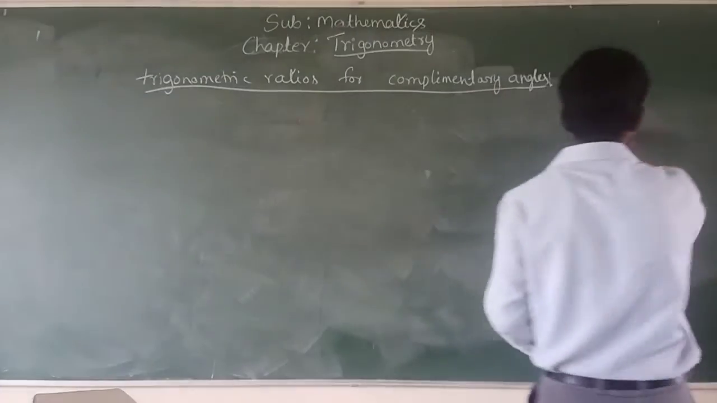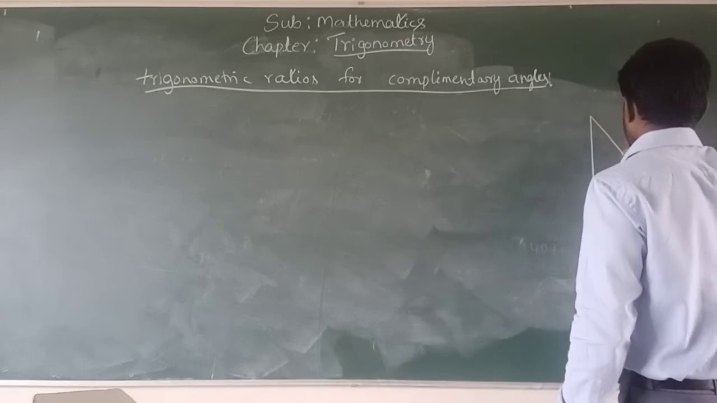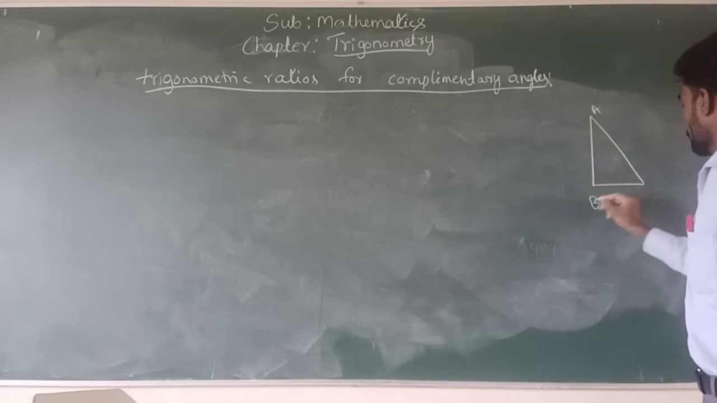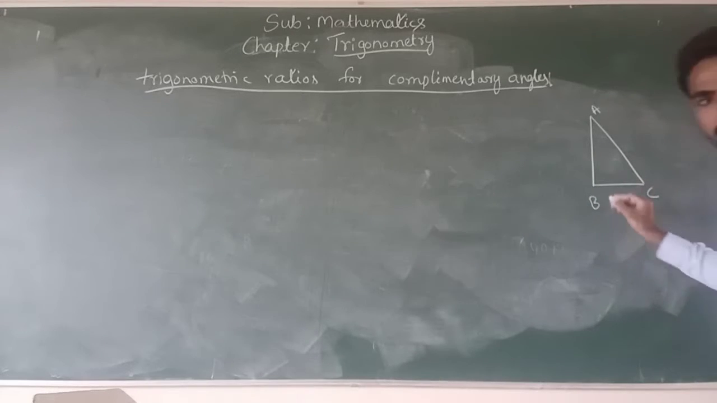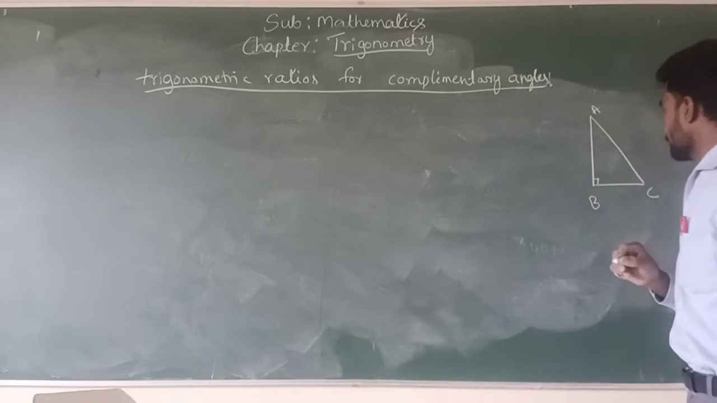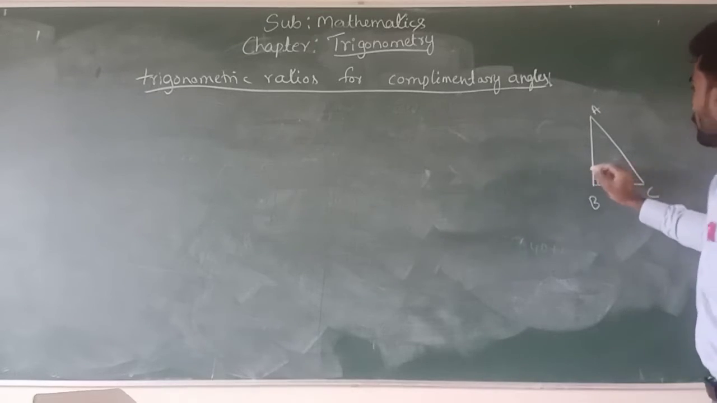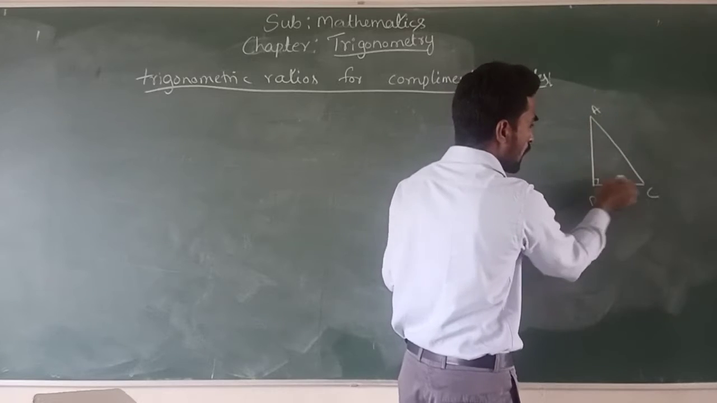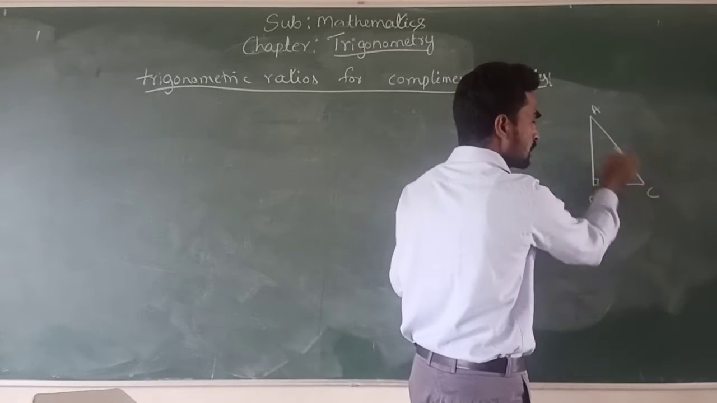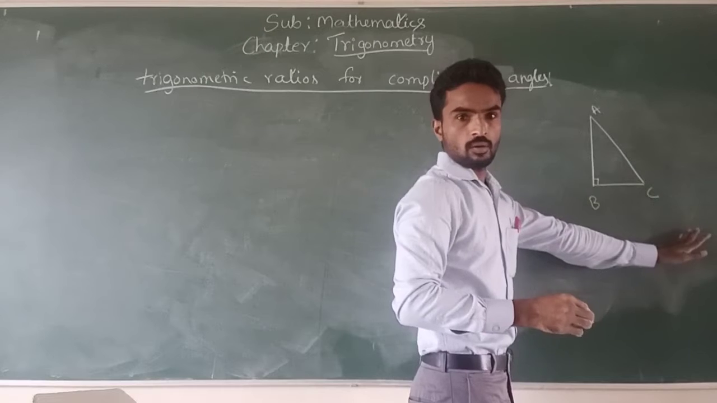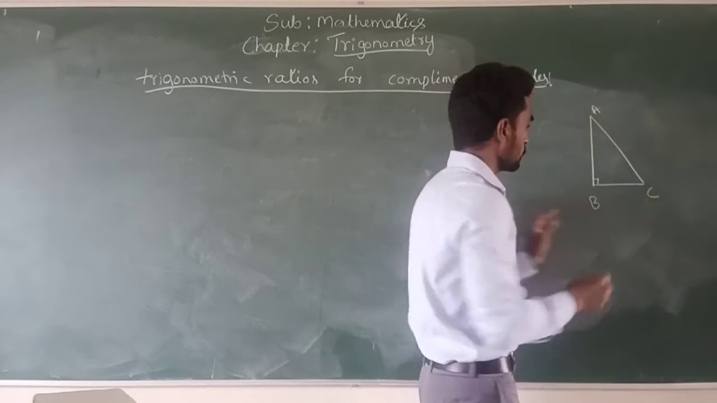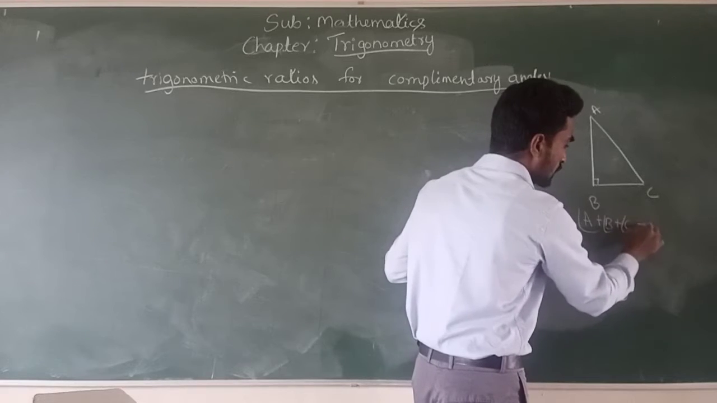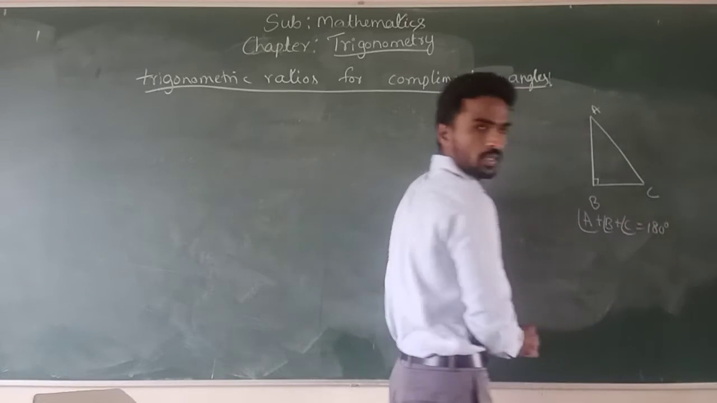Just consider a triangle ABC, right angled at B. We already know that the sum of all three angles of a triangle is equal to 180 degrees. By the angle sum property, angle A plus angle B plus angle C is equal to 180 degrees.